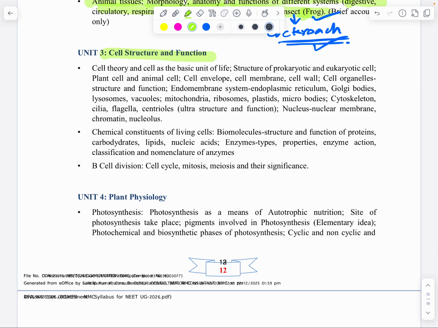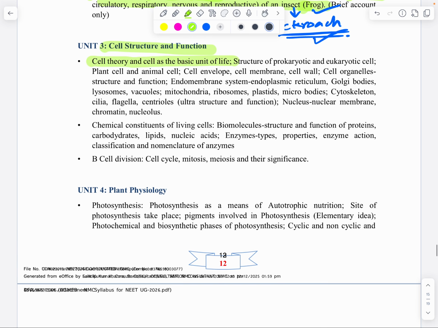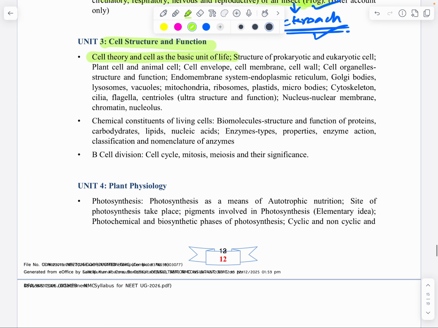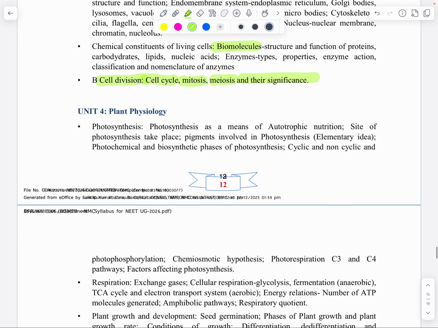The cell structure and function, the first chapter is cell theory and the cell as the basic unit of life. So this whole chapter is very important from the basics point of view. The second chapter includes biomolecules. The third is cell division. You need to know the cell cycle, mitosis, meiosis, and their significance.